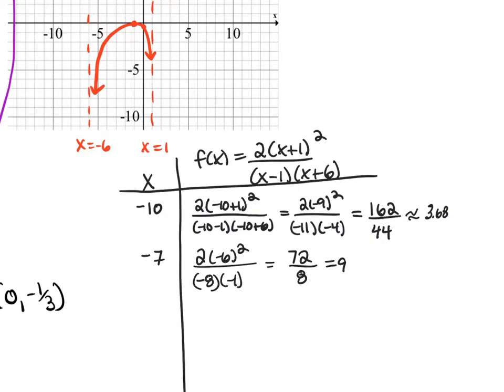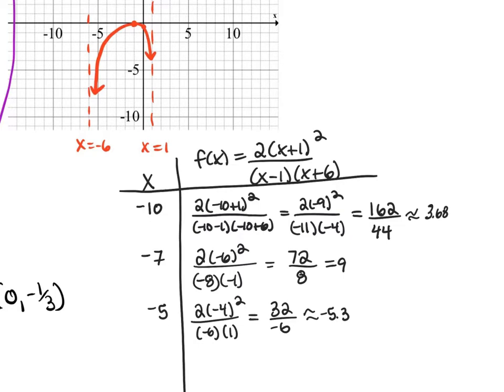Okay, and we already know what happens in between, but just to be sure, we'll plug in -5. So -5 plus 1 is -4. And then I have -6 and +1. So 2 times 16 is 32 over -6. And I'm using my calculator just to do this division here. I get -5.3, about there. Which is pretty consistent with what I drew. Not perfect, but it's pretty close.